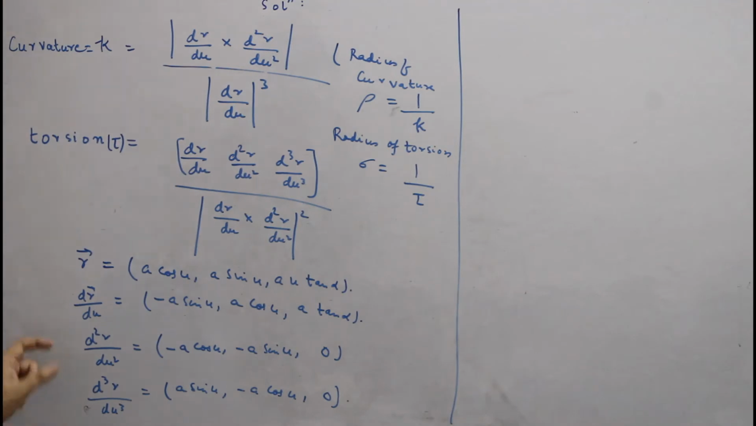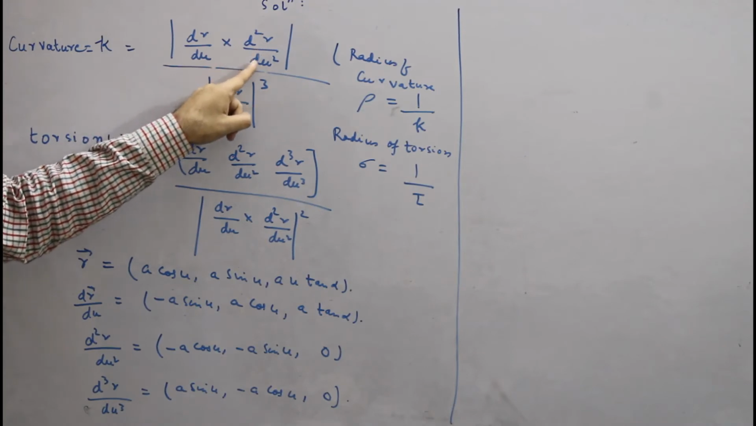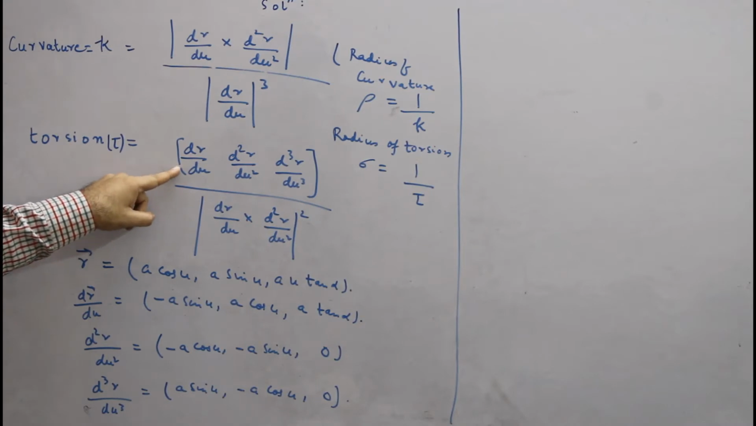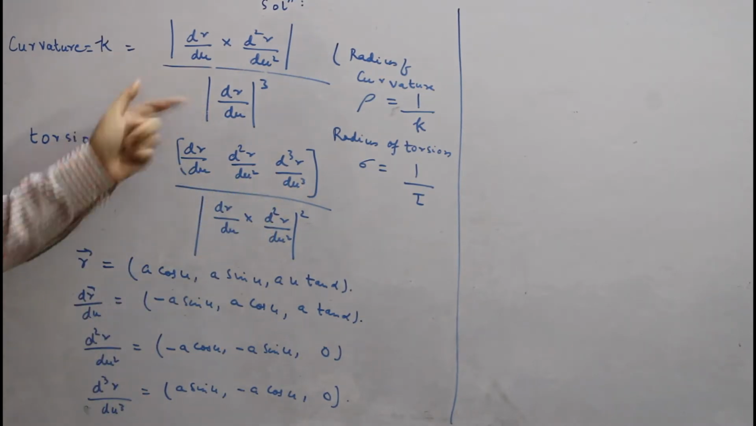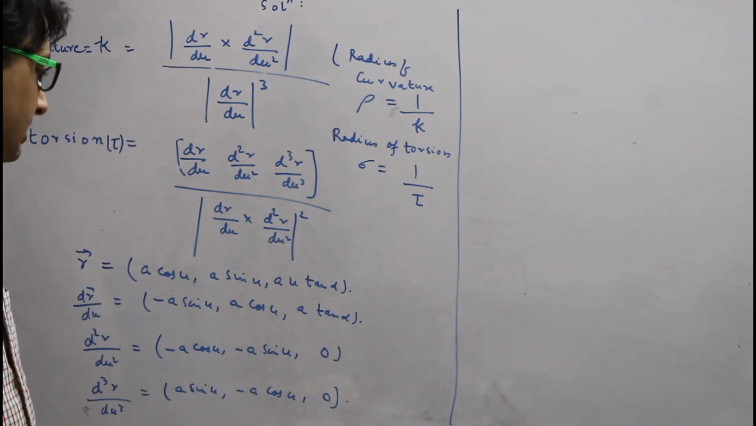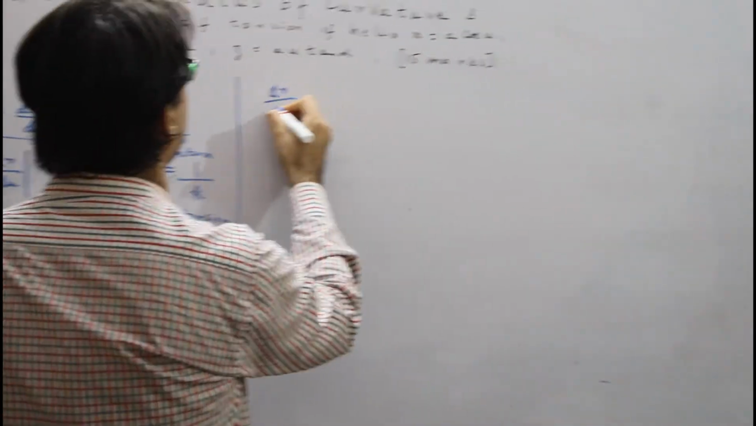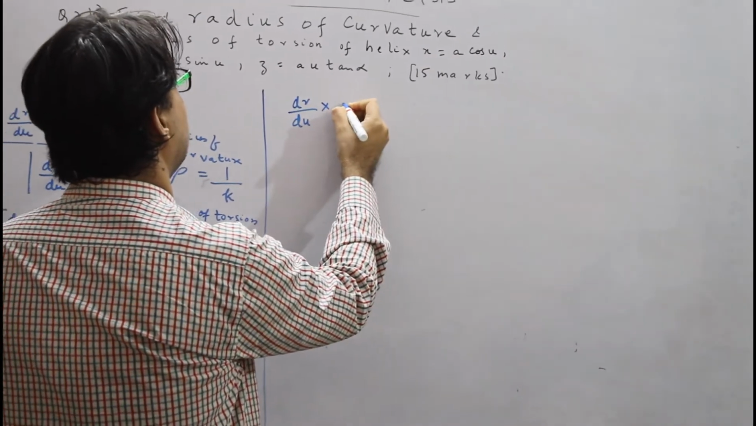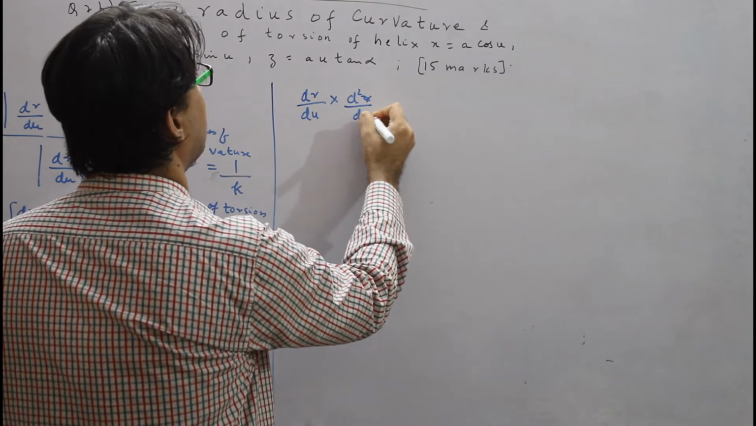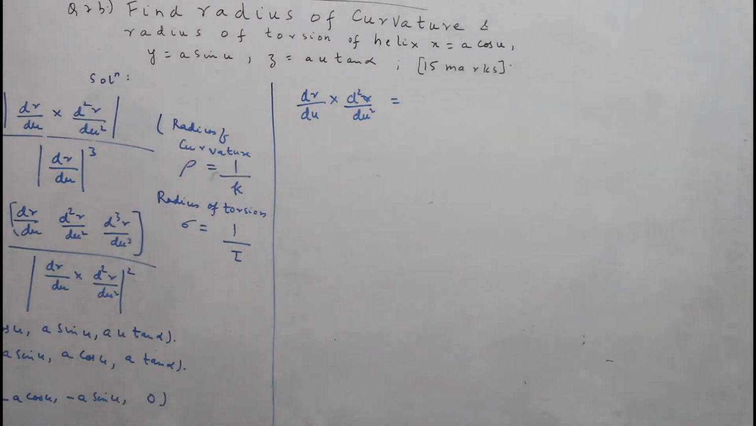First of all, I am going to find dr by du cross d square r by du square, and then I will take the mod. Thirdly, I will take this formula and that formula, put these values in the equation, and we will get our answer. So first of all, I am writing here dr by du cross d square r by du square. We have to find the cross product of this vector and this vector.